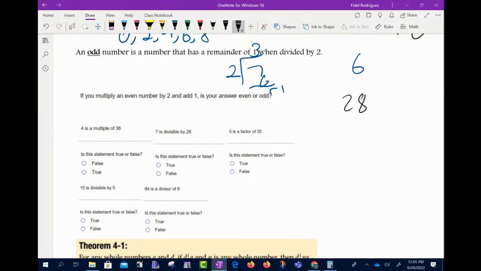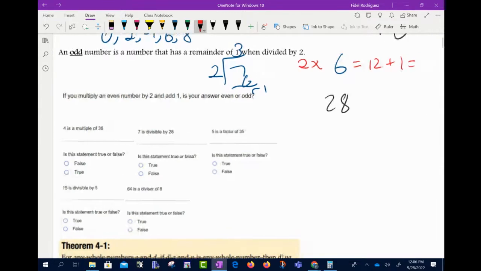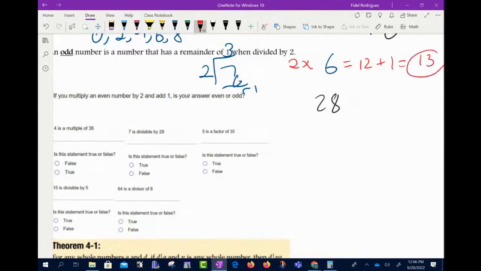And so it says, if we multiply an even number by 2 and then we add 1, is our answer even or odd? Okay, so this is what we're going to do. We're going to multiply it by 2. That's going to give me 12. And then if we add 1, we end up with 13. Is that answer even or odd? What do you think? That's odd, right?